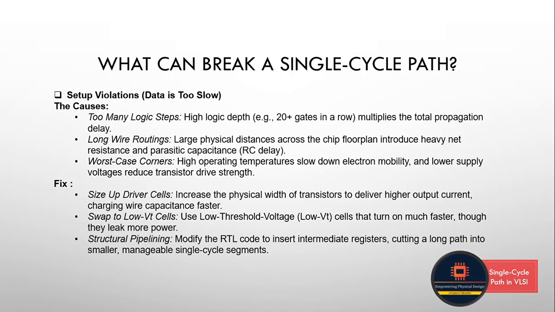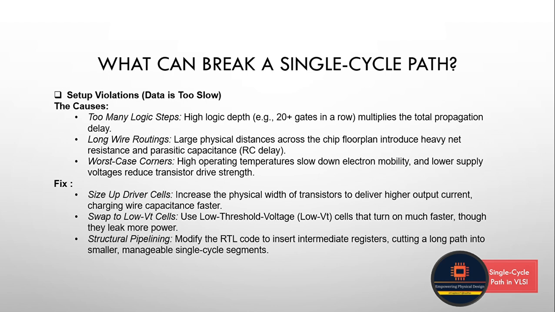Okay, so how do we fix them? To fix them, we need some upsized driver cells, because the driver cells are characterized to drive higher output current. That will help the transistor deliver higher output current and charge the wire capacitance faster. Okay, another option is swapping the VT cells.